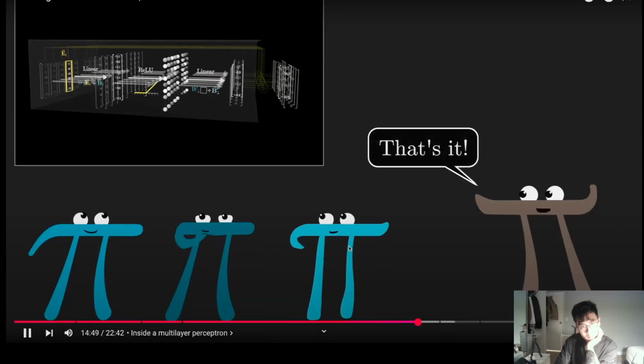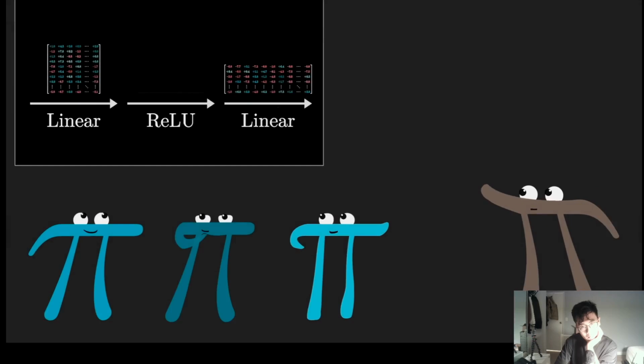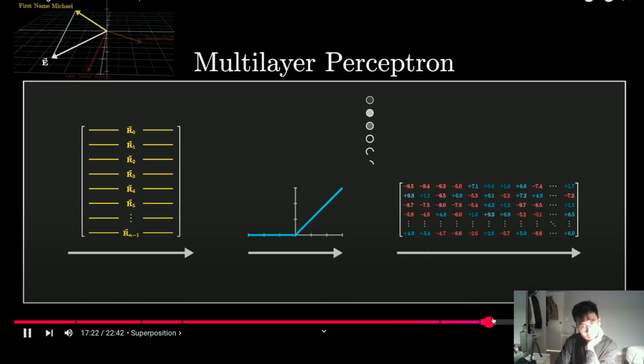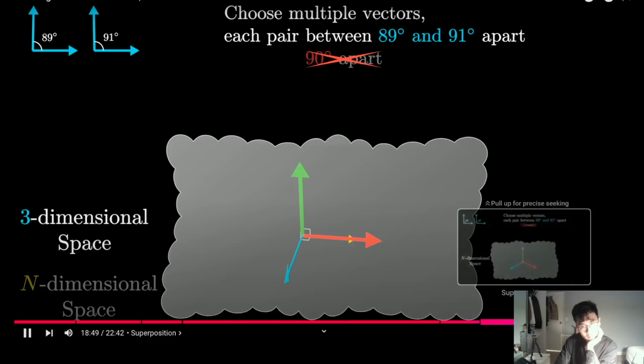So that is the entire operation: 2 matrix products, each with a bias added, and a simple clipping function in between.